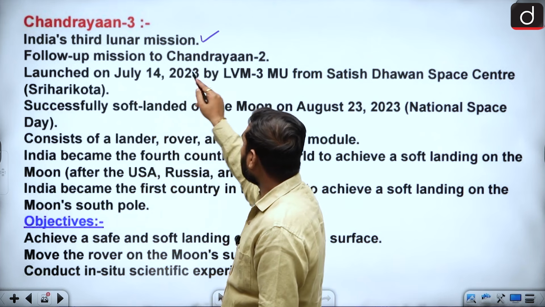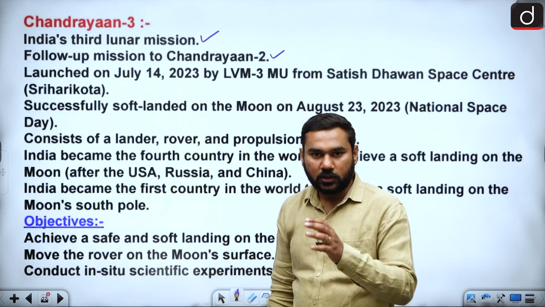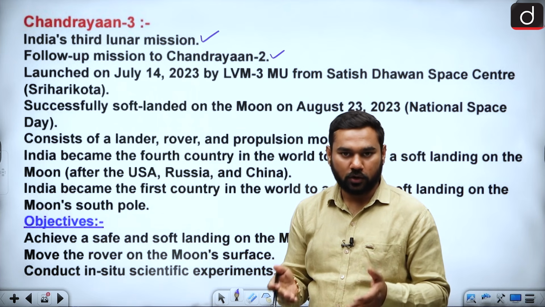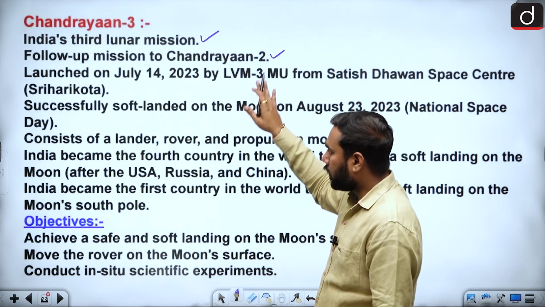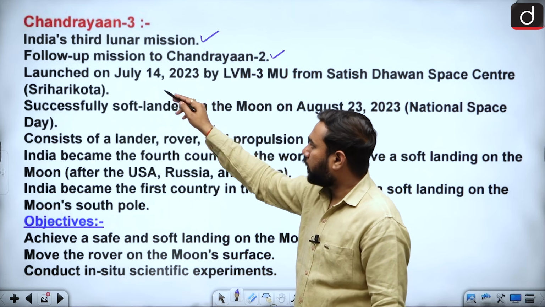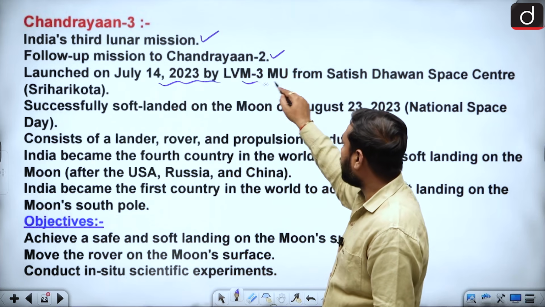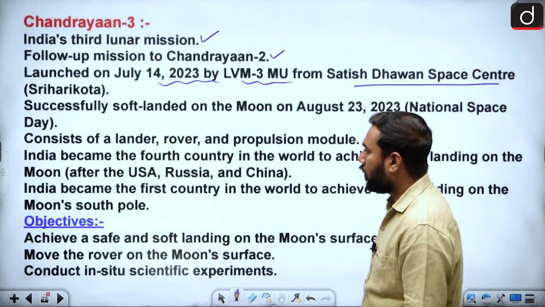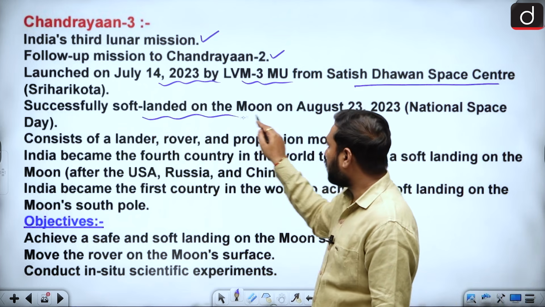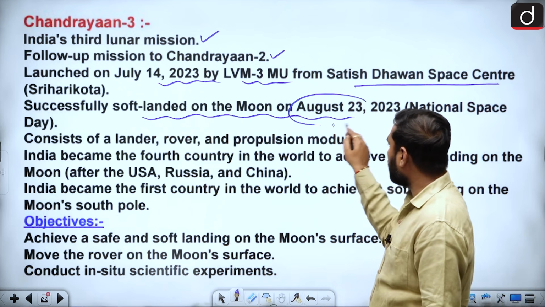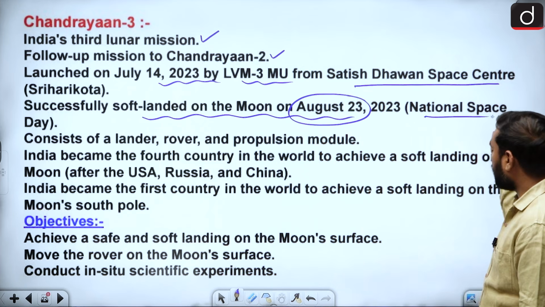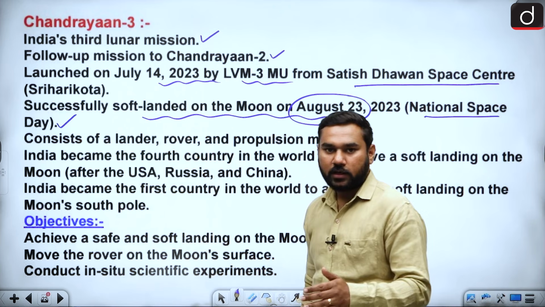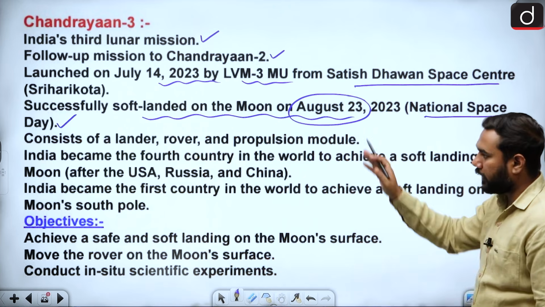It is a follow-up mission to Chandrayaan 2, because in Chandrayaan 2 we wanted to put a lander and rover on the surface of the moon, but it could not soft land, it crashed. So it was launched on 14 July 2023 by LVM-3 from the Satish Dhawan Space Centre, Sriharikota, and successfully soft landed on the moon. We know it was on 23 August, and we call it National Space Day.